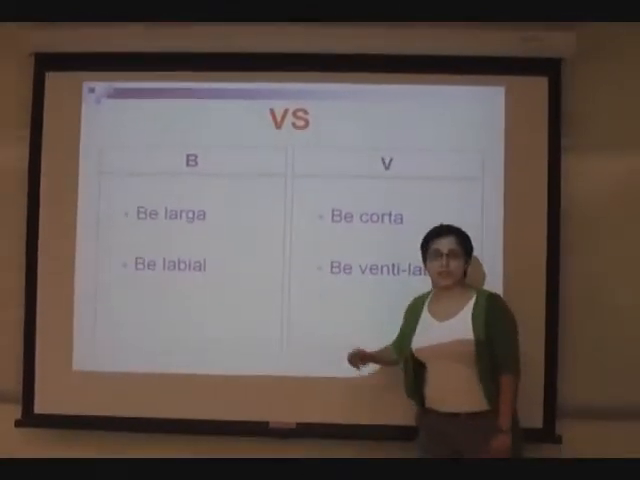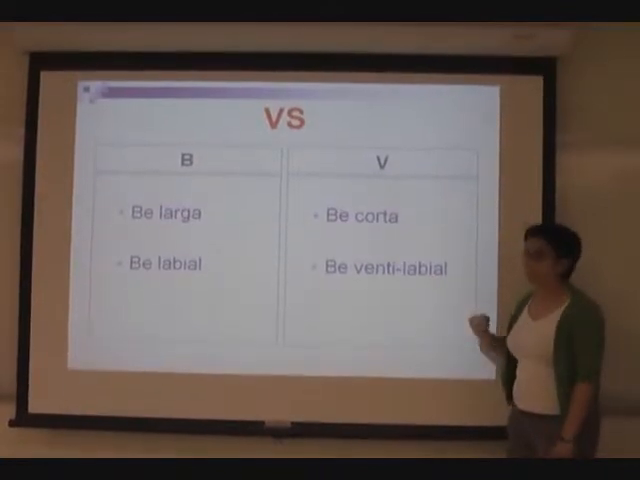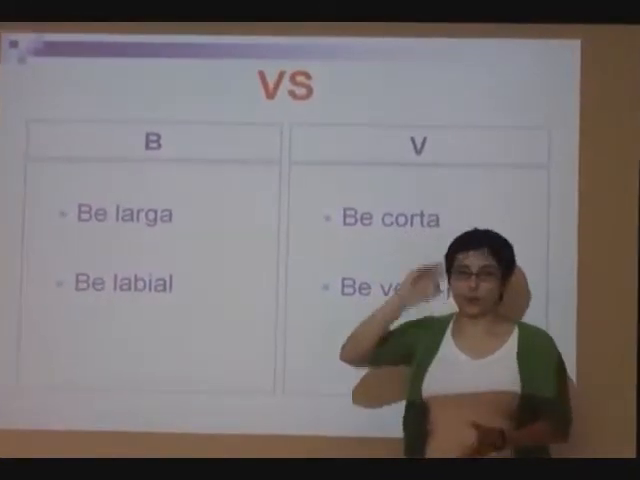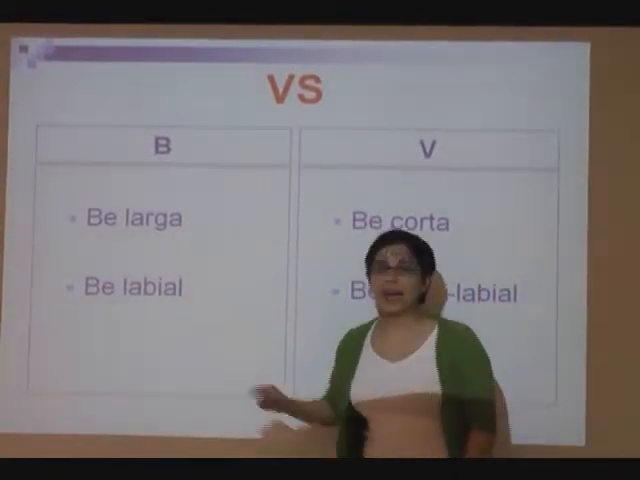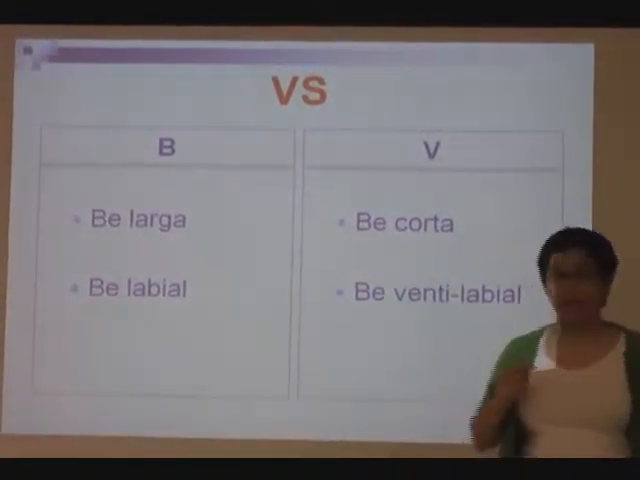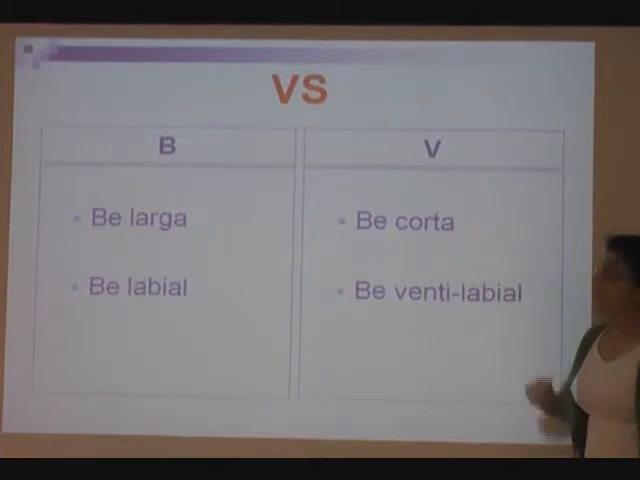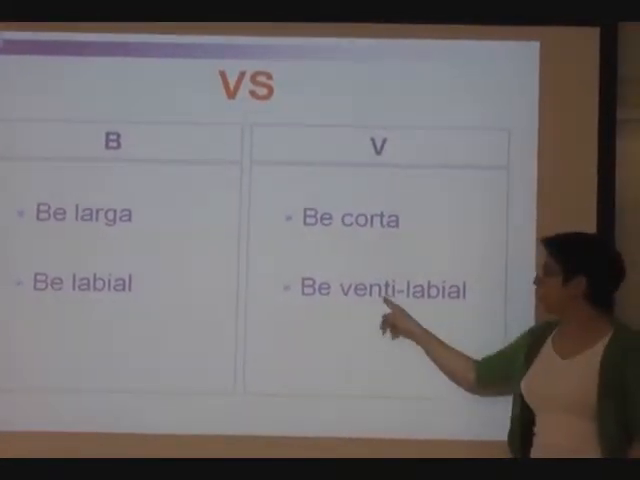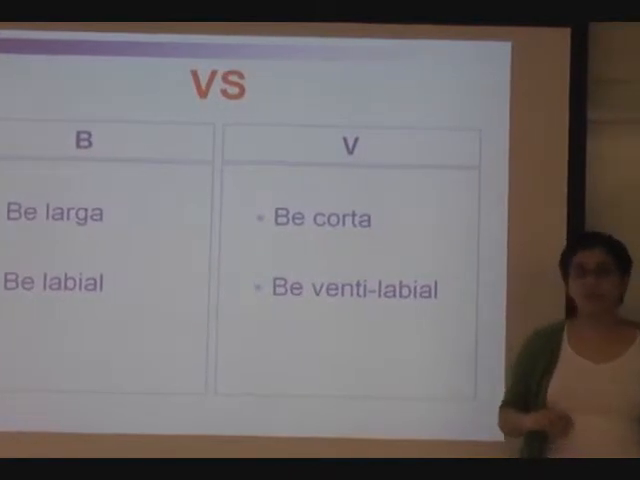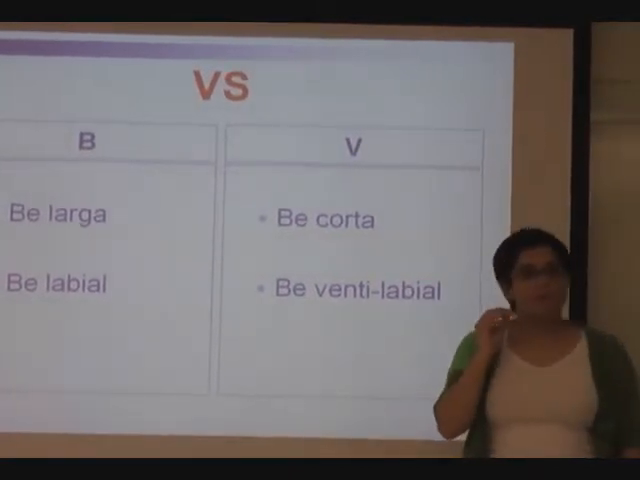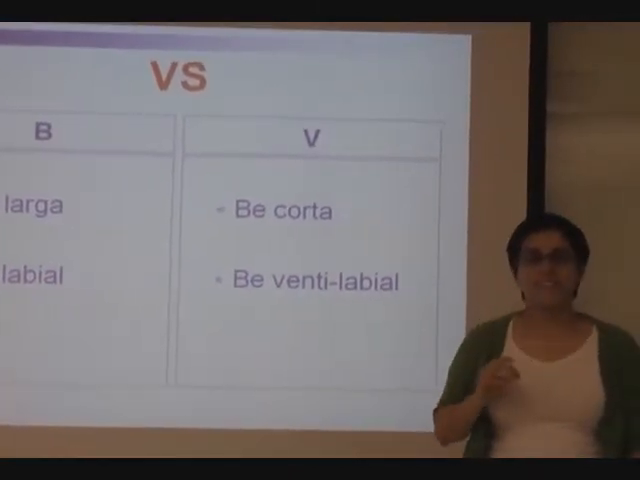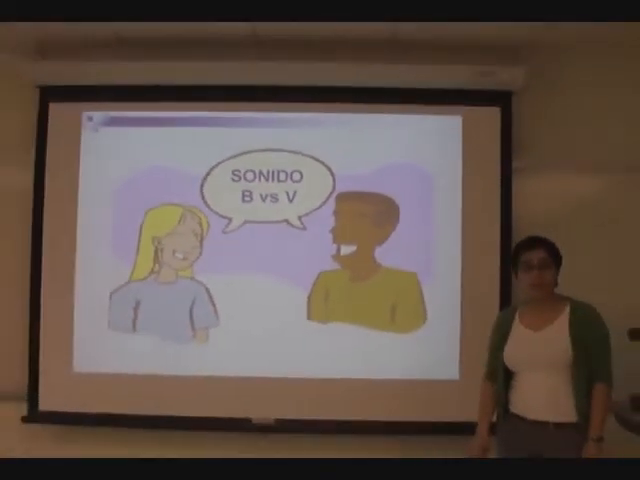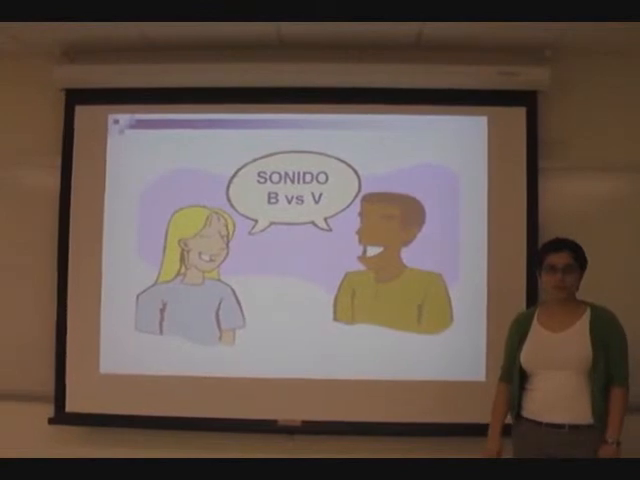B versus V. What are they called? B larga, long B, or B labial, because you use your lips. V corta, because it's a short V, y V ventilabial, because you use some wind with your lips. We're going to practice this sound in the classroom. Thank you.